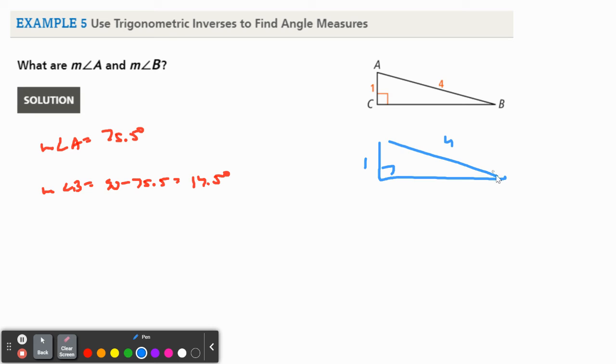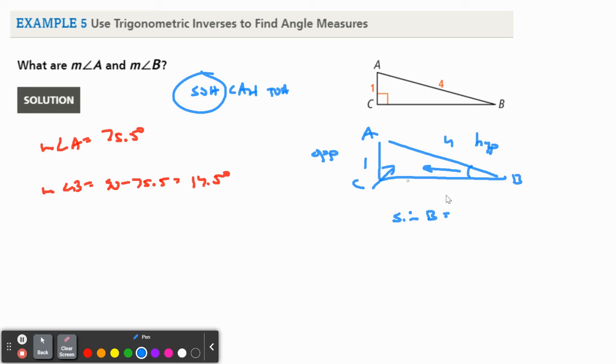Here's 1, here's 4, here's B, here's A, here's C. So from B, we know the opposite is 1. We know the hypotenuse is 4. So SOHCAHTOA, opposite over hypotenuse is sine. So to find angle B, we're going to use the sine of B equals the opposite over the hypotenuse.